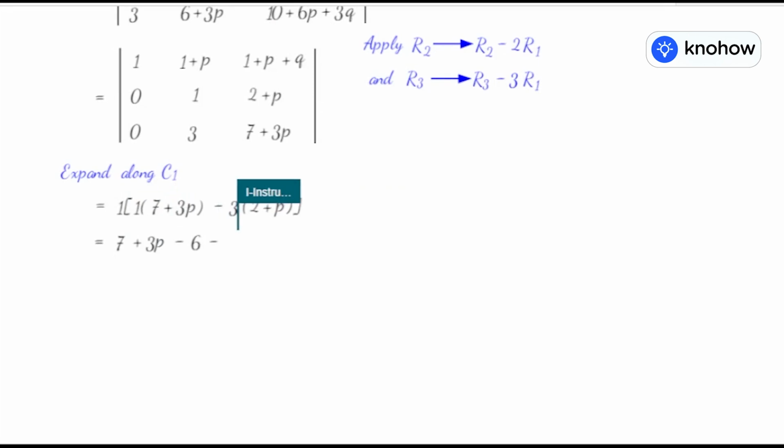Just wait, you get minus 6 and minus 3P. Make a correction please, minus 3P. So the 3P and 3P will cancel and 7 minus 6 will give you 1, which is the required right hand side.